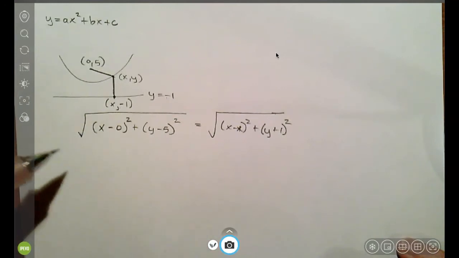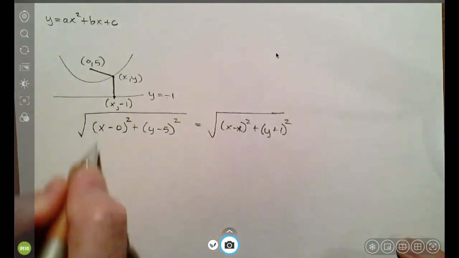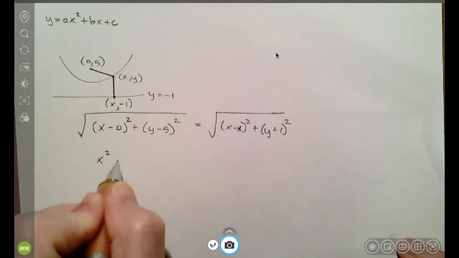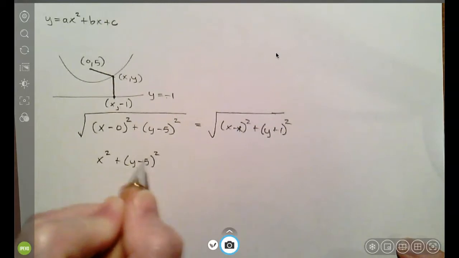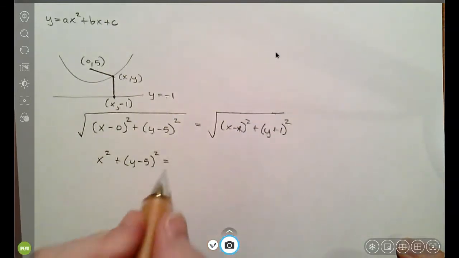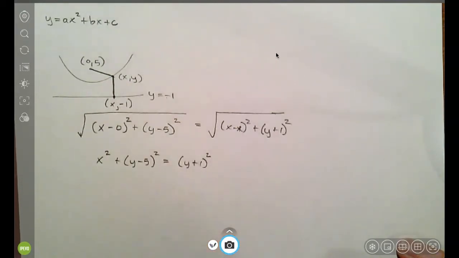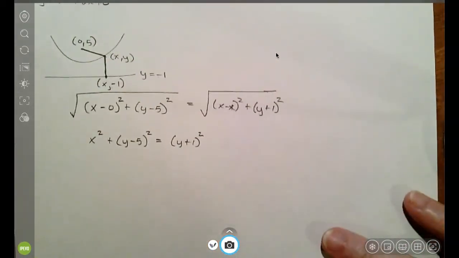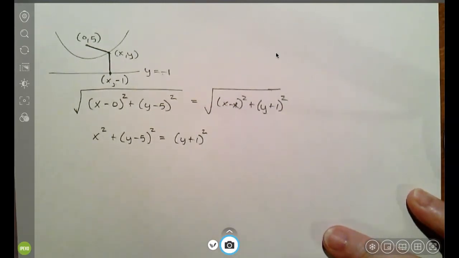And now we go ahead and solve this. We can square both sides of this, and we'll get x squared plus (y minus 5) squared equals, this will just be 0, so on the right-hand side you're just going to end up with (y plus 1) squared. As we do some more examples here, we're going to take a couple of little shortcuts. But I want to make sure that for the first one we go through all the steps so you understand where everything's coming from.